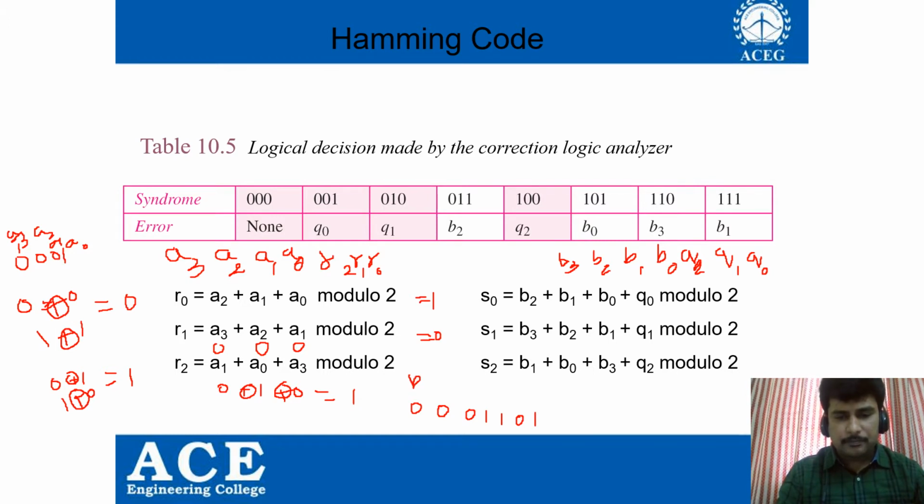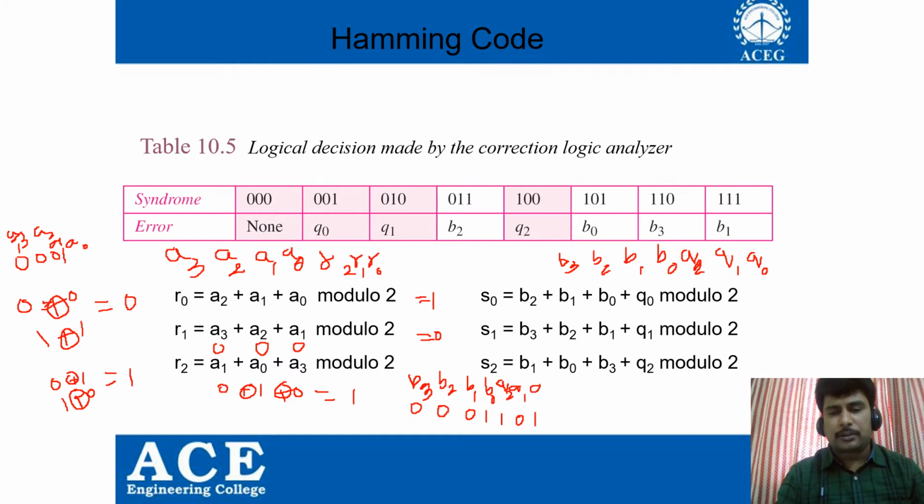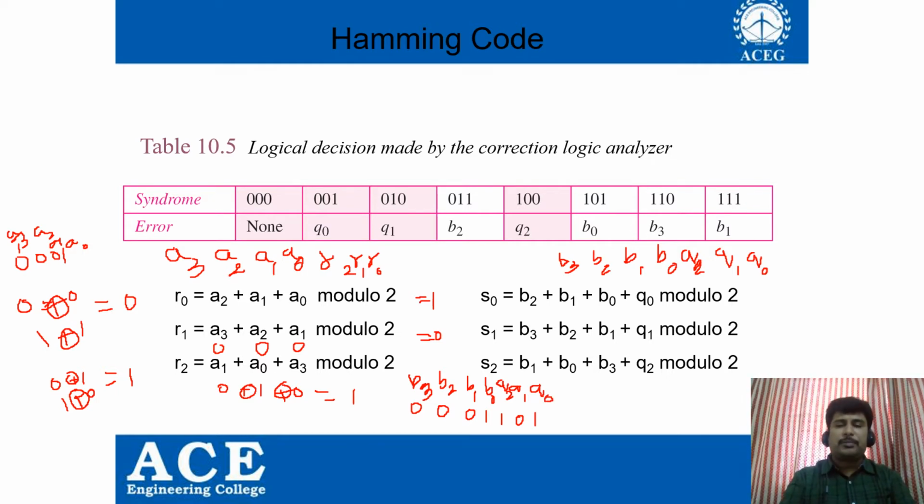So B3, B2, B1, B0, Q2, Q1 and Q0. These are the code word that we have received. Now from this 7-bit code word, we have to determine the syndrome values S2, S1 and S0. Let us start with S0. What is the formula of S0?